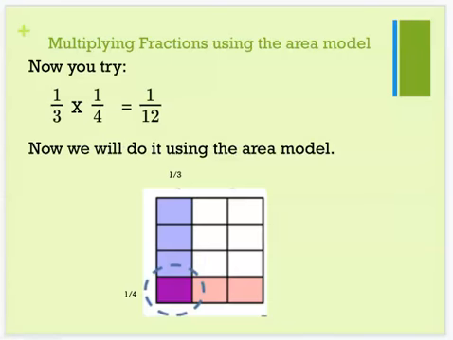Now the same problem with an area model. So we could draw a rectangle and break it into thirds in one direction, and then break it into fourths in the other direction. And where that overlapping shading occurs, that would be our product. So in this case, you can see 1 square is shaded out of a total of 12. So our answer is 1/12.